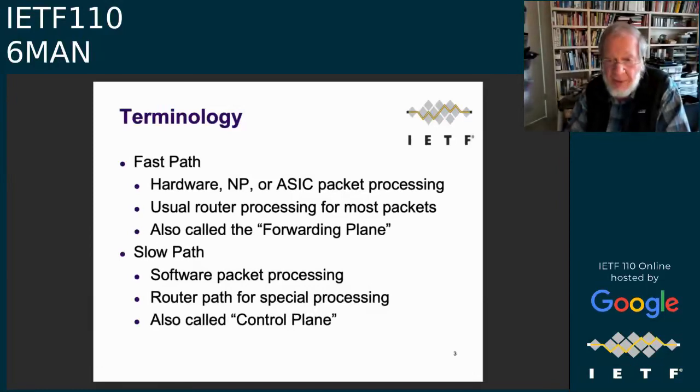And then the slow path is where packets that are not usually processed by the router go. In a lot of cases, it's software processing. So it's used for special processing. It's where routing protocols go and the like. It's also called the control plane. So we're using fast path and slow path in this draft, but I think it's synonymous with forwarding plane and control plane. Next slide.